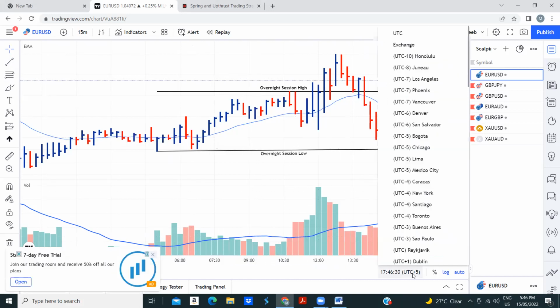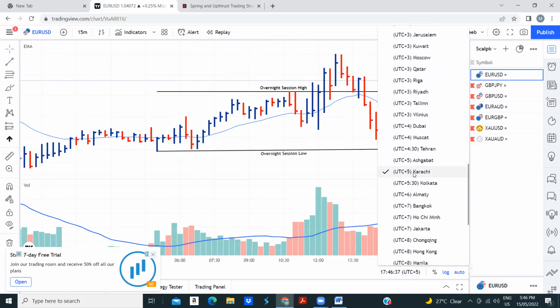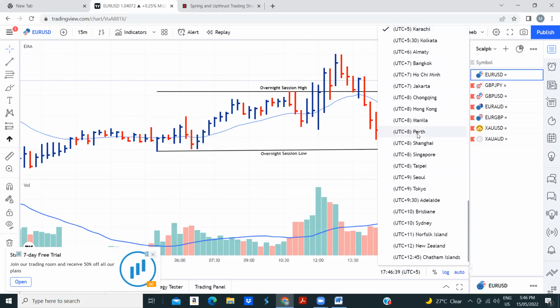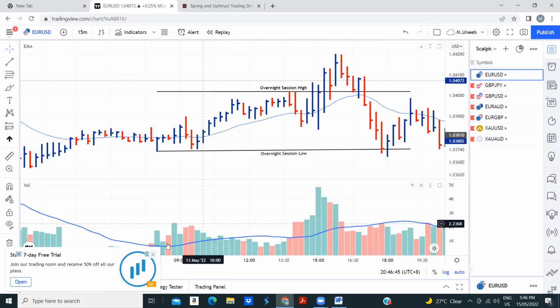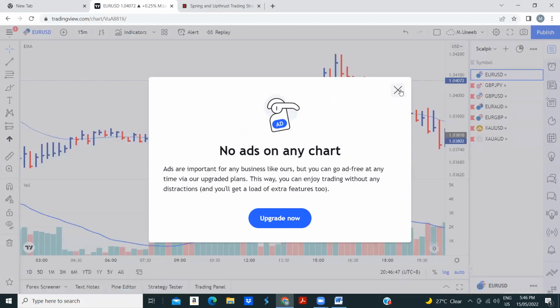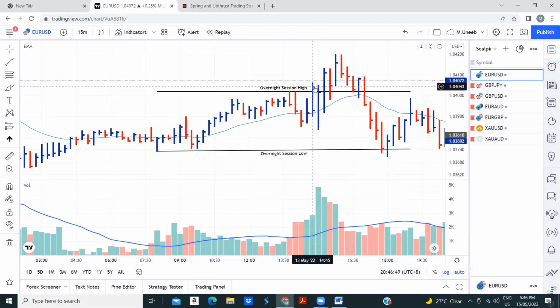In Malaysia, let's suppose I go for UTC plus 8. This is Karachi, so yours should be UTC plus 8. Singapore, right? You follow Singapore time, right? Okay. So according to Singapore time, your time should be, you can see, just below here. These are the timings you can see.